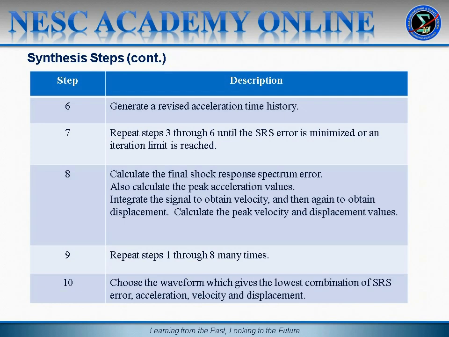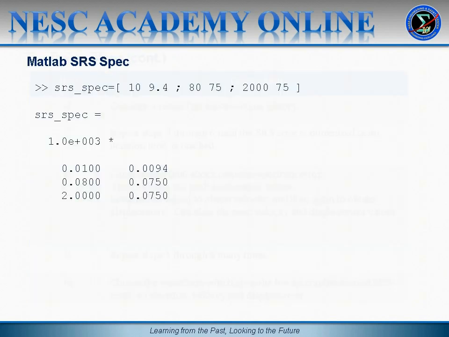Also calculate the peak acceleration values, integrate the signal to obtain velocity and then again to obtain displacement. Calculate the peak velocity and displacement values. Step number 9, repeat steps 1 through 8 many times. Step number 10, choose a waveform which gives the lowest combination of SRS error, acceleration, velocity, and displacement. And that will be by some weighting factors which we will discuss later on.